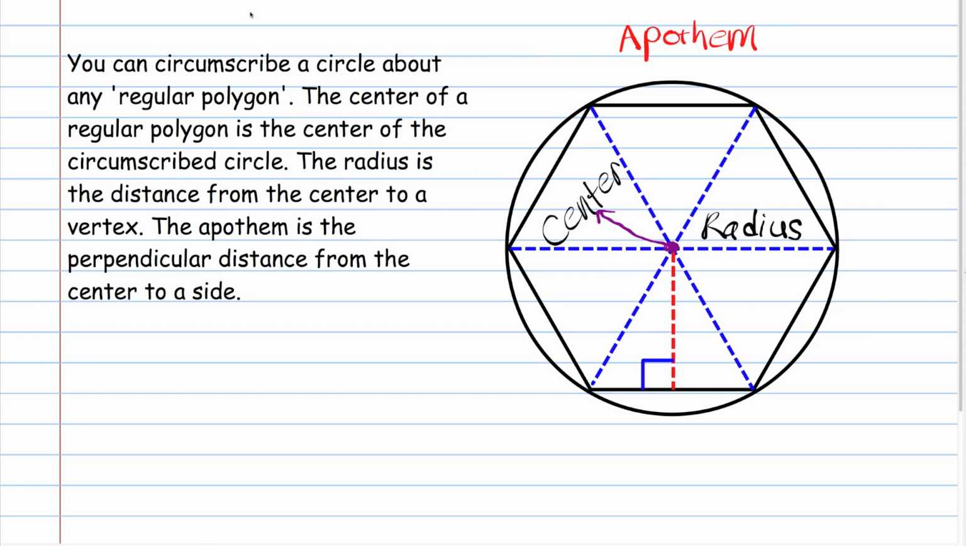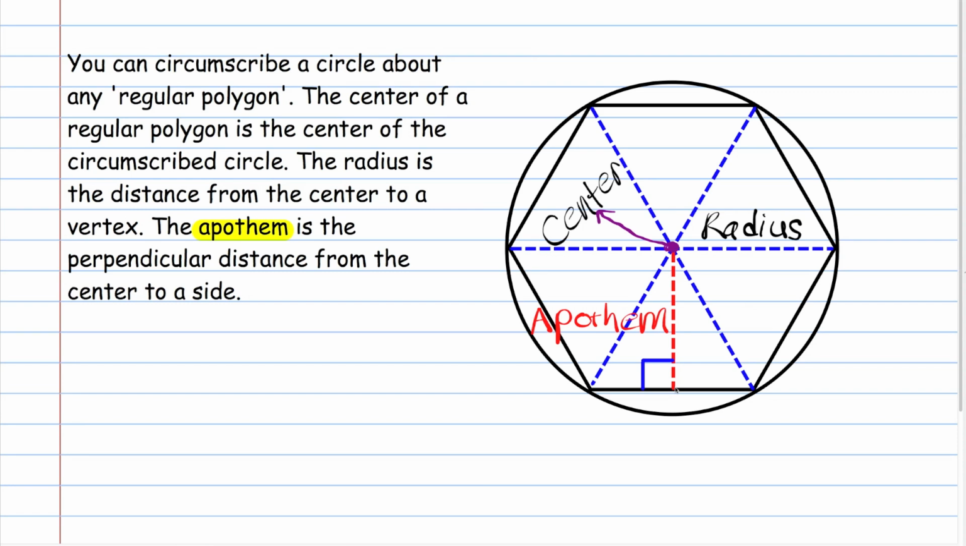Now here's this funny little word here in the last sentence. The apothem is the perpendicular distance from the center to the side, and that's right here in red. That's this distance right here, and that's going to be important when it comes to the formula. This distance from the center to the side of the regular polygon is the apothem.